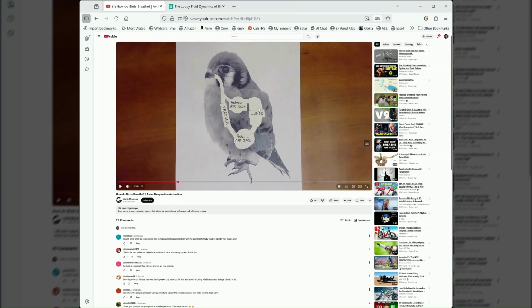Here's how the avian respiratory system pulls off its little trick of unidirectional airflow. As we learned in class, you have posterior sacs that pull air in and then subsequently push it into the lungs. You have anterior sacs that pull the used, oxygen-depleted air out of the lung and then push it on out. This is just a brief animation of that.